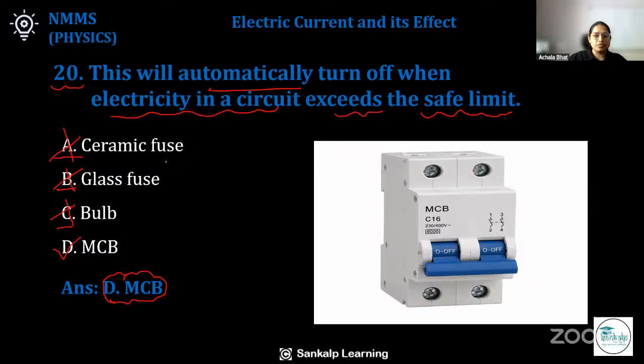Here in ceramic fuse, what happens? It has a wire whose melting point is low and resistance is quite high. When excess amount of current passes through it, it melts away. This is not actually considered as automatic. The correct option is option D, MCB. This will automatically turn off when electricity in a circuit exceeds the safe limit.